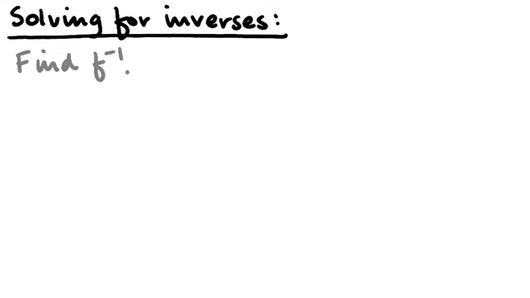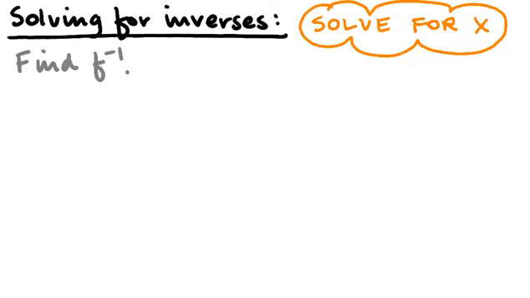How we're going to do this is we are going to solve for x. That's really big, I think, because then it gives us a way to find the x if we know the y. That's what the inverse does, it traces back to x from a given y value.